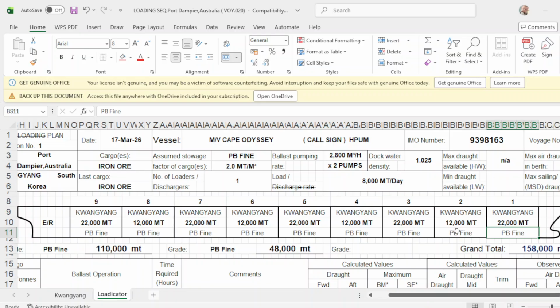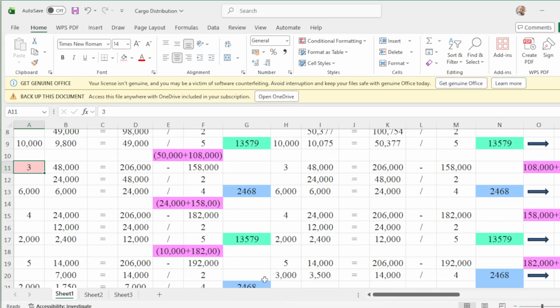You add here 6,000, that will be 18,000. Number 4, 18,000. Number 6, 18,000. And number 8, 18,000. Total of 182,000. Okay, so we go to number 4.